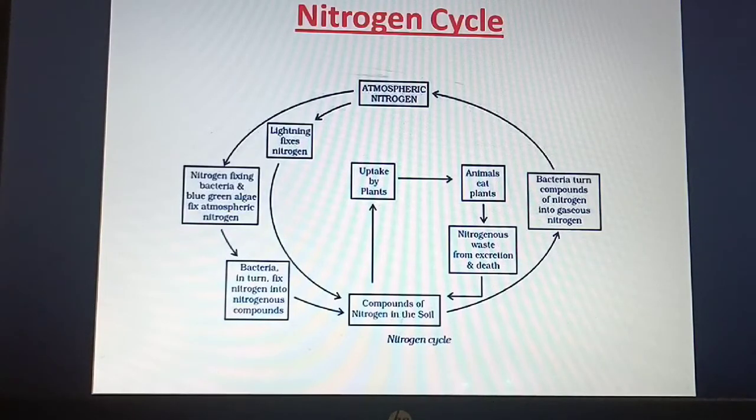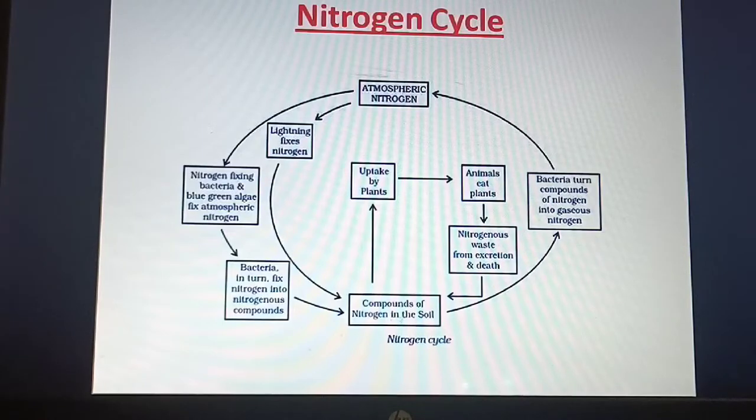In the atmosphere we have 78% nitrogen gas. Why is this nitrogen essential? It is a very essential constituent of all living organisms, as part of proteins, chlorophyll, nucleic acids and vitamins. The atmospheric nitrogen cannot be taken directly by plants and animals.